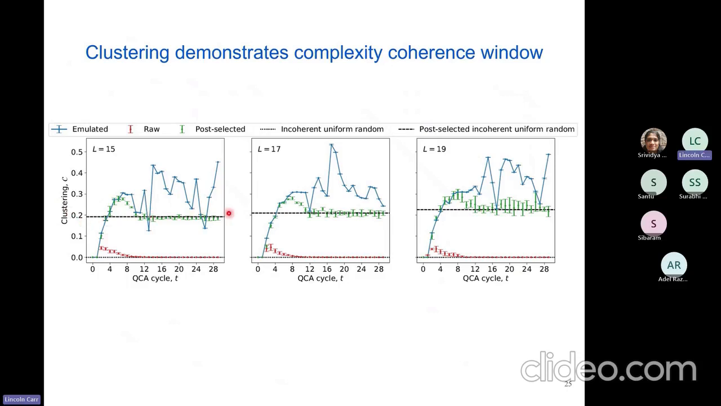This black dashed line is what happens when I post-select on my random state. Here's what happens when I don't post-select. Here's what happens when I do post-select on my simulation. That's my prediction. Here's what actually happens. Importantly, this clustering goes up and comes back down at around 12 QCA cycles for different numbers of qubits: 15, 17, and 19. Notice it always comes down at the same time. That means my result is not dependent on quantum volume. It is dependent only on the number of circuit layers. I could have 100,000 qubits and it would still happen at the same time.